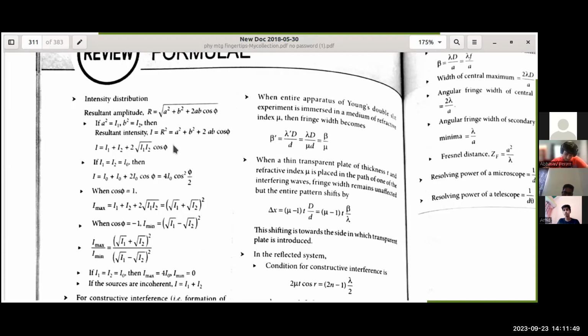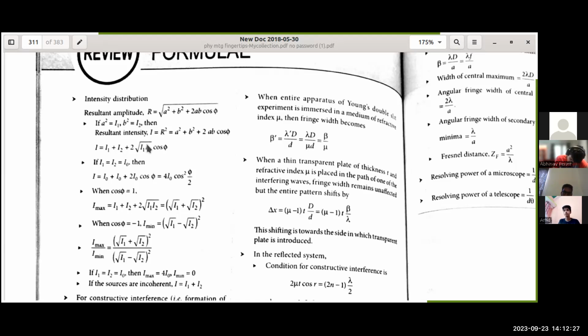So now is it clear why the intensity formula is this? On the left side, you write in the subscript resultant. The left side has I, just I, because R square is I, and that is the resultant intensity, I res, I with the subscript RES. Yes, I resultant is I1 plus I2 plus 2 root I1 I2 cos phi.